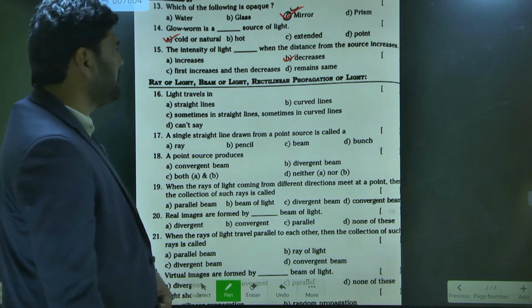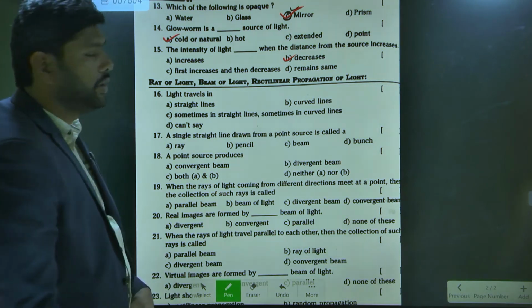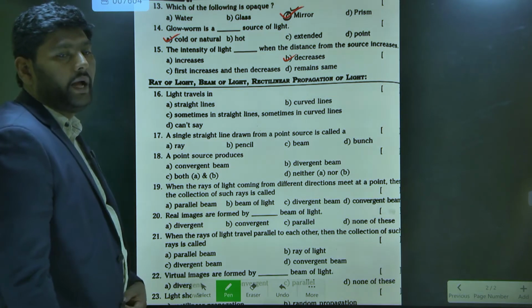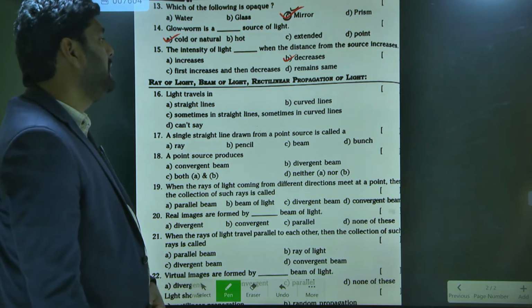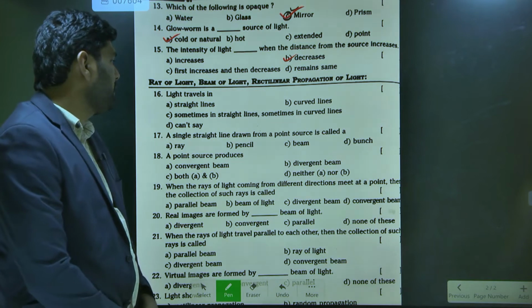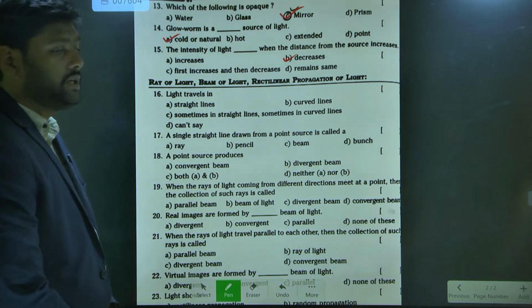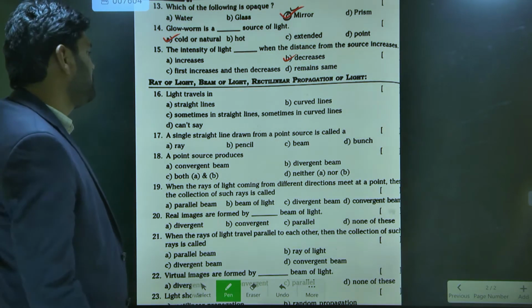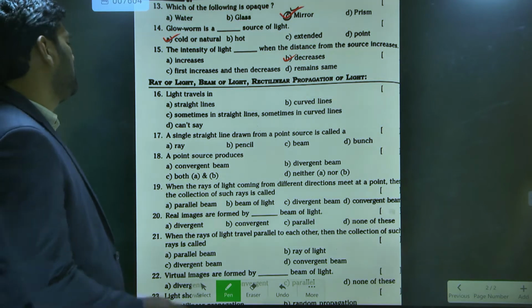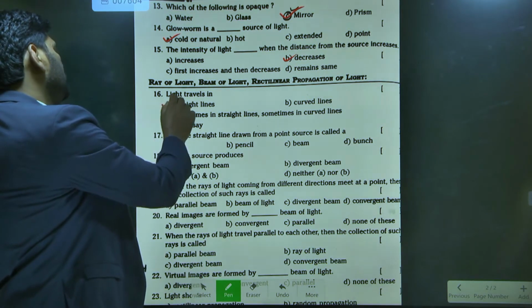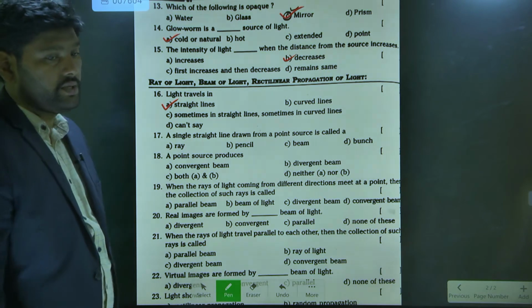In the same way, some other questions are related to light, beam and reflection, rectilinear propagation of light. The very first one is: light travels in dash. This is a property of light. Surely it always travels in a straight line. So the answer is A.